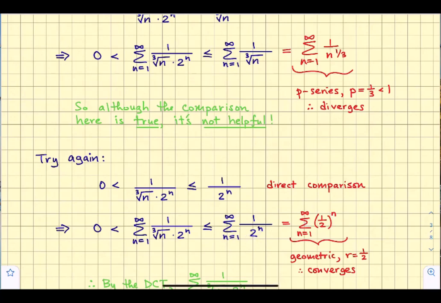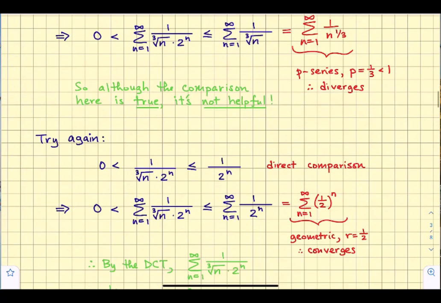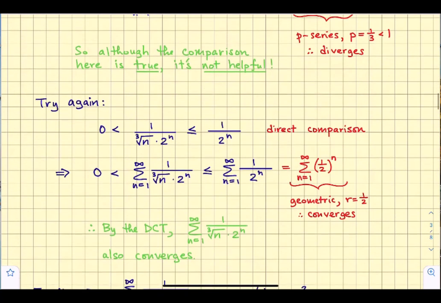And this is a geometric series with a geometric ratio of 1/2, which is an absolute value less than 1. So this converges. So now think about what we just said. This infinite series that we're interested in is less than or equal to this infinite series that we know converges. And because it's smaller, while still being positive, than something that's known to converge, then by the direct comparison test, our given series also converges.